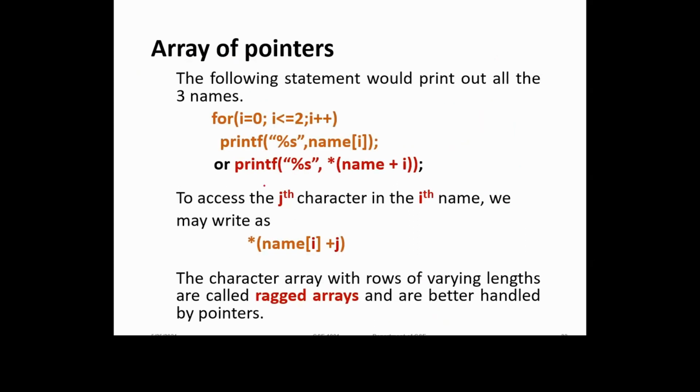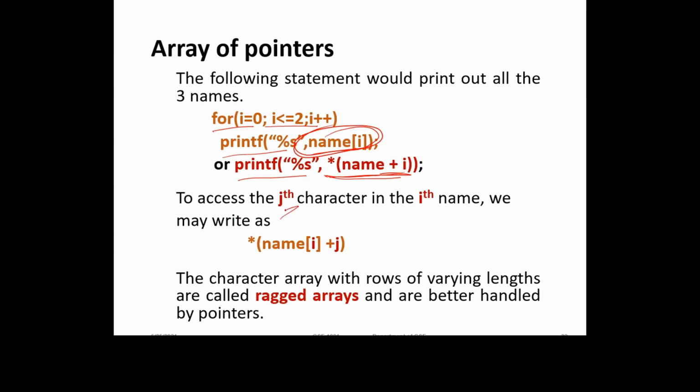Okay, so the following statement would print out all the 3 names: for I equals 0, I less than or equal to 2, I plus plus, printf %s name I, or printf %s name plus I. We can write like this. तो इसमें तो हम क्या कर रहे हैं, उनकी अलग अलग लोकेशंस को एक्सेस कर रहे हैं, और इस तरह से करना है हमको, तो ऐसे भी कर सकते हैं.